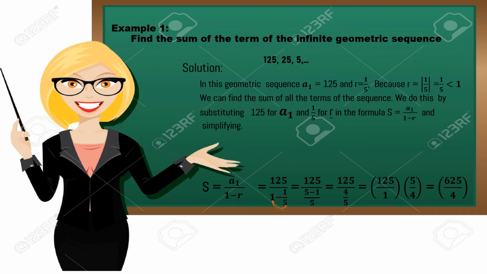So what we're going to do first, just subtract 1 and 1/5. So that will become 4/5. How? 1 times 5, 5 minus 1, that is 4. Then copy the denominator. Then after that, 125 divided by 4/5. In dividing fractions, you are going to get the reciprocal of your divisor. So 4/5 will become 5/4. Then multiply. 125 times 5, that is 625. Then 1 times 4, that is 4. So your answer is 625 over 4. You can simplify that one.